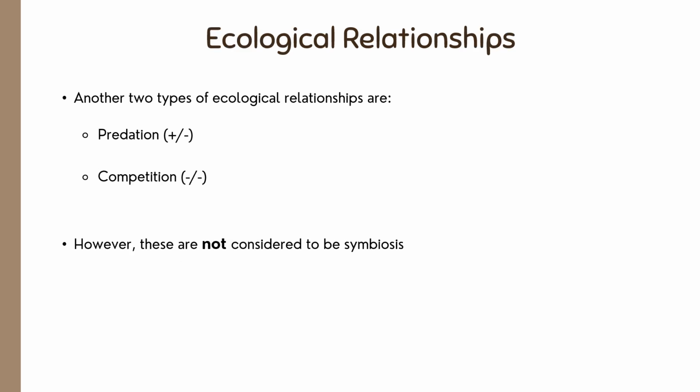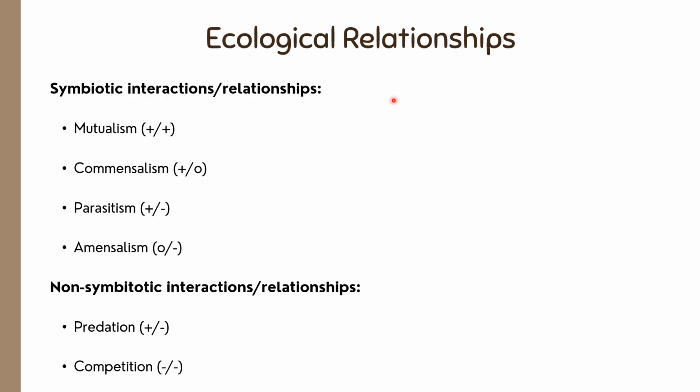There are two more types of ecological relationships that I want you to know. It's important to note that these are not considered symbiosis. However, they are ecological relationships that you need to know. So we've got predation, where one species benefits and one species is harmed, and then we also have competition, where both species are harmed by this interaction. To sum it up, we've got 4 different symbiotic interactions and 2 non-symbiotic interactions, but all of these are considered to be ecological relationships, and you need to know each of them and how the species benefit, don't benefit, or are neutral in each of these scenarios.